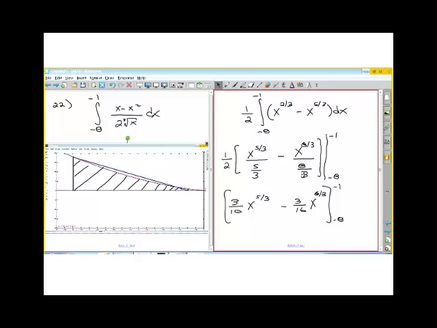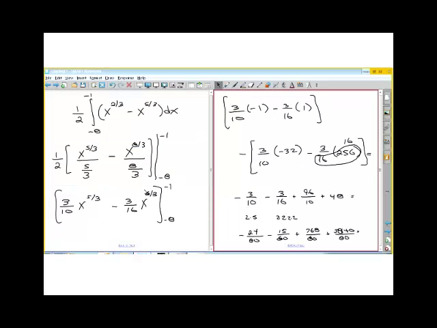You divide by the new exponent, so we divide by 5/3 and 8/3. We simplified. We took the reciprocal of 5/3, which is 3/5. 3/5 times a half is 3/10. The reciprocal of 8/3 is 3/8. So you get 3 divided by 2 times 8, which is 16.